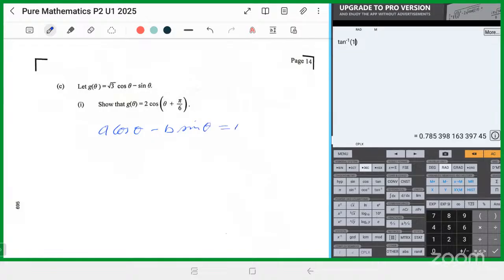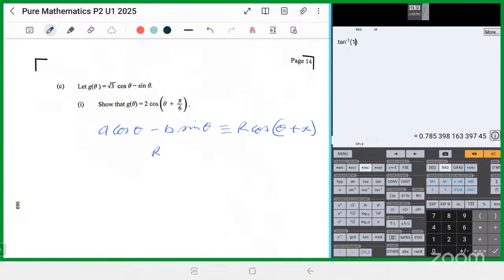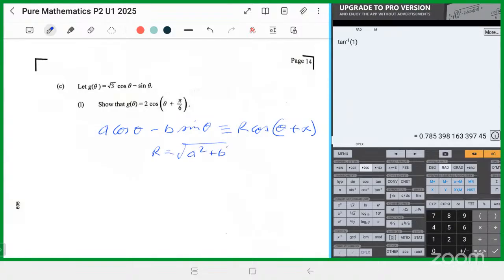It's going to be R cos of theta plus alpha, where R is equal to the square root of A squared plus B squared, and the alpha is always tan to the minus 1 of B over A. This is a formula result for this.